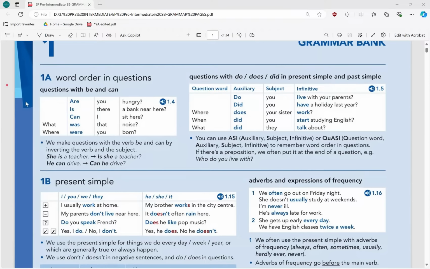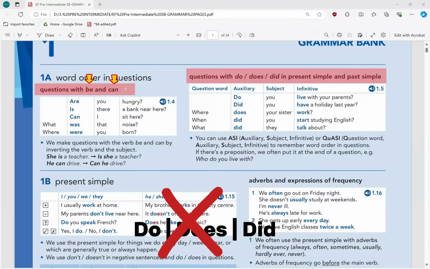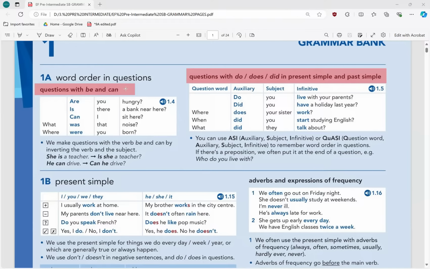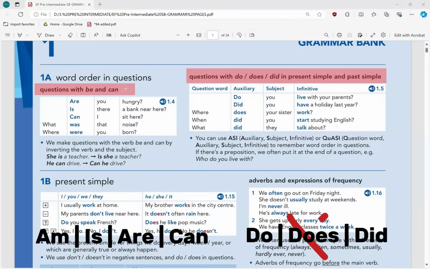And as you can see, they divided this into two parts. The first part is questions with be and can, and the second part is questions with do, does, did. The biggest difference to know is that when we have be or can in our sentences, and I want to make a question from them, I'm not going to use do or does or did. This is what we should know first, guys. Again, if there are am, is, are, or can in my sentence, we're not going to use do, does, did to make questions.